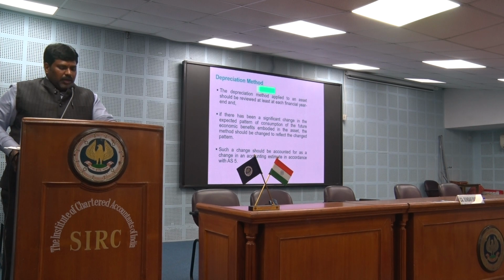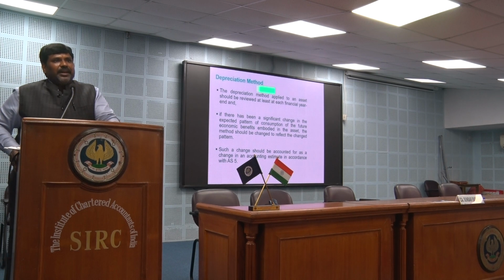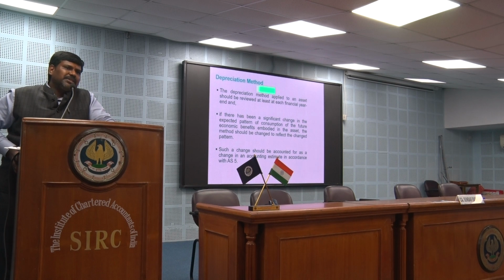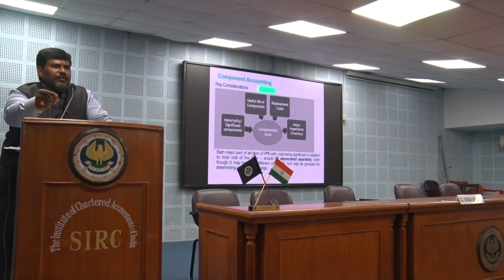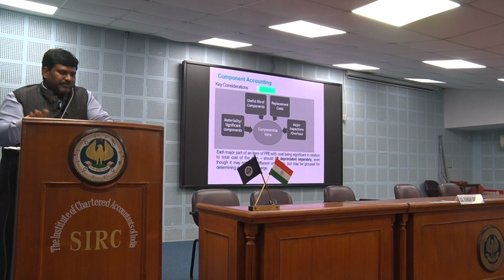Such a change would be accounted for as a change in accounting estimate in accordance with your accounting standard. A change in accounting estimate would give only a prospective impact on the books.